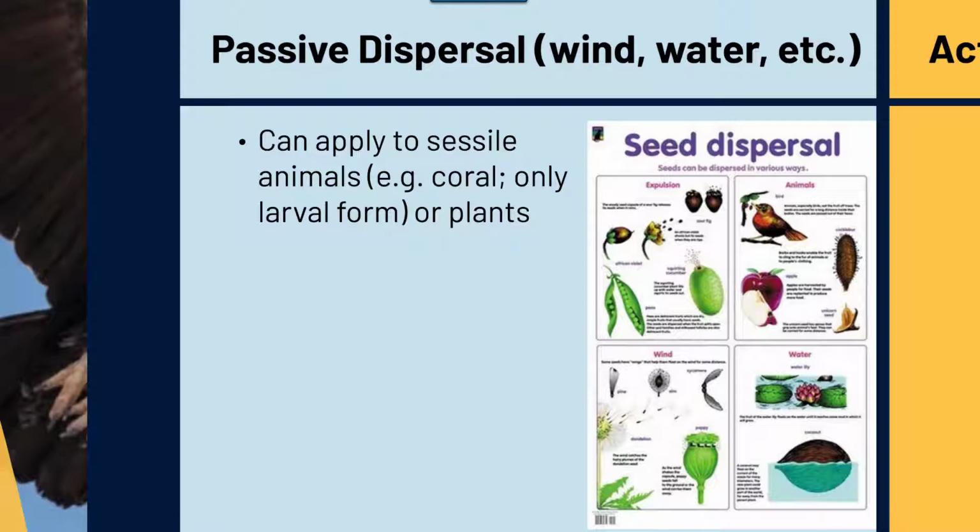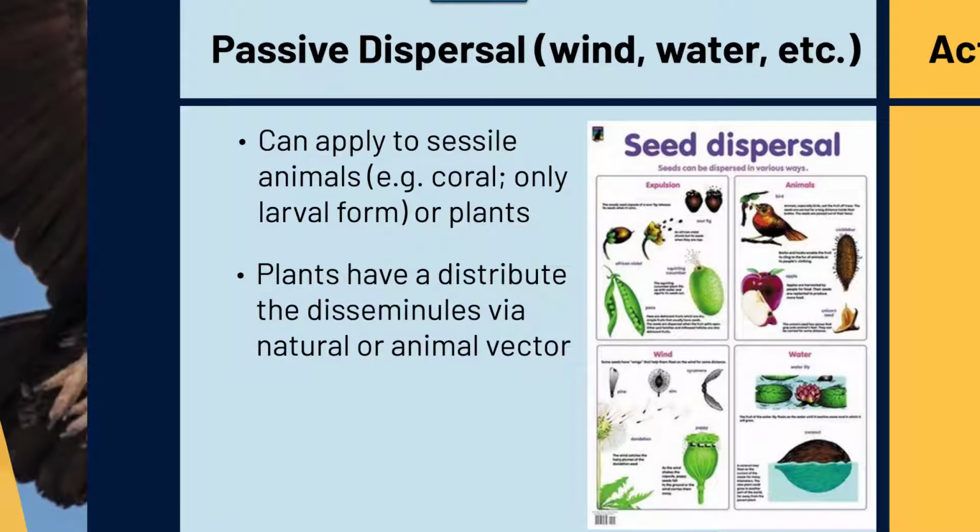But passive dispersal is often referred to when discussing the movement of plants. Plants have to distribute something called the disseminule, which is the seed or the fruit, and that's typically dispersed via a natural or an animal vector. For instance, in this figure to the right, there are several different mechanisms highlighted. In the upper left-hand corner is expulsion, where there's simply a bursting of the fruit container or seed container, such that the seeds are dispersed.